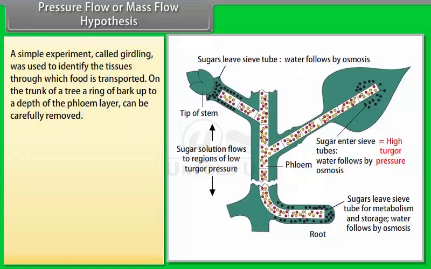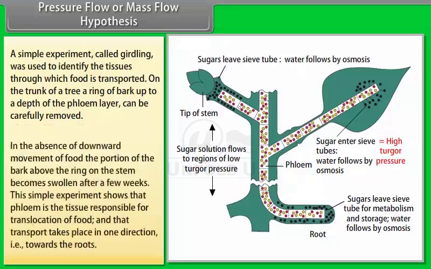A simple experiment called girdling was carried out to identify the tissues through which food is transported. On the trunk of a tree, a ring of bark up to a depth of the phloem layer can be carefully removed. In the absence of downward movement of food, the portion of the bark above the ring on the stem becomes swollen after a few weeks.